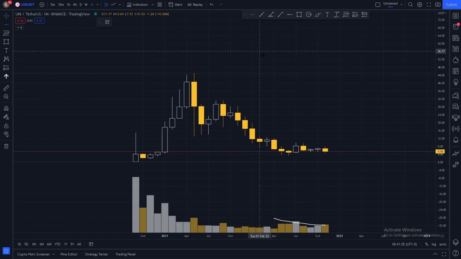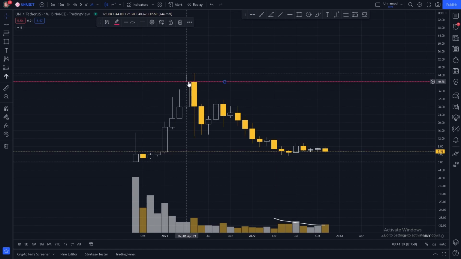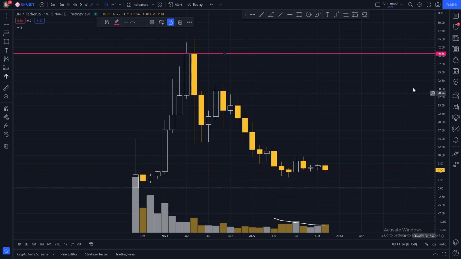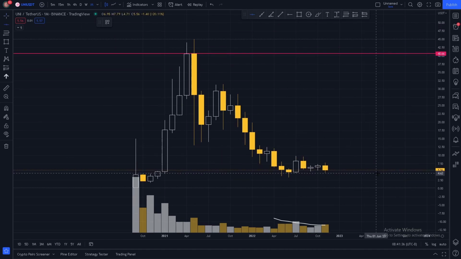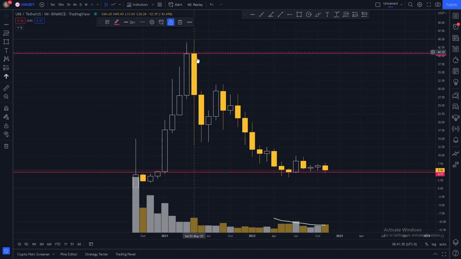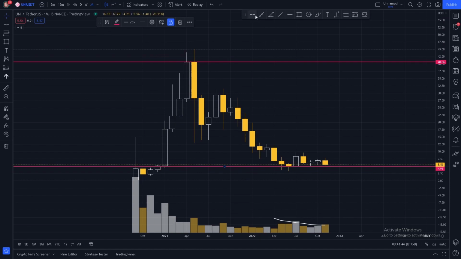Now, the first level we can spot is our key monthly swing high. We can also plot a swing low here, as we see price reacting to this level as support. Now, we can also notice a key level right here, where price reacted to with multiple candlesticks as support. Top to the weekly.